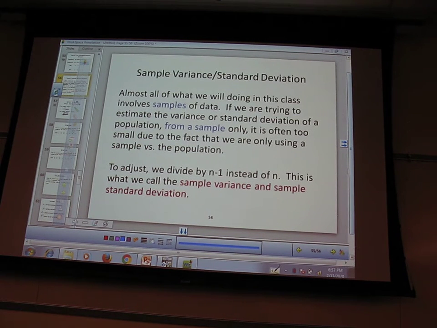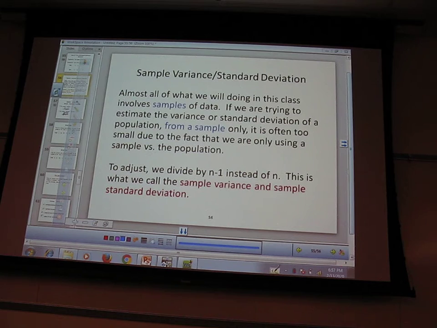Almost all of what we will be doing in this class involves samples of data. We are trying to estimate the variance or standard deviation of a population from a sample only. It is often too small due to the fact that we are only using a sample versus the population. To adjust, we divide by n minus 1 instead of n. This is what we call the sample variance and standard deviation.